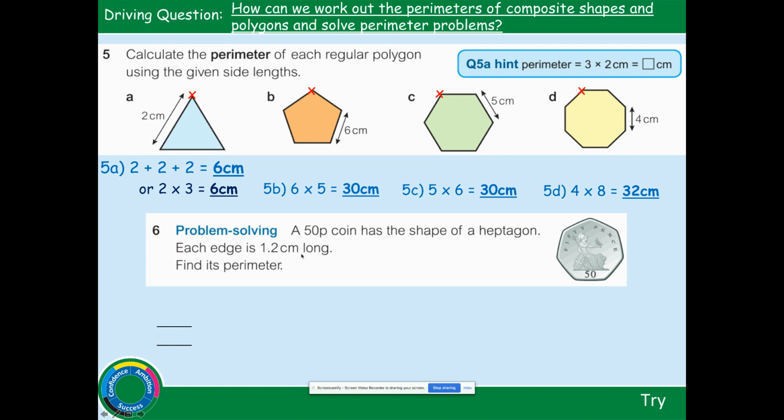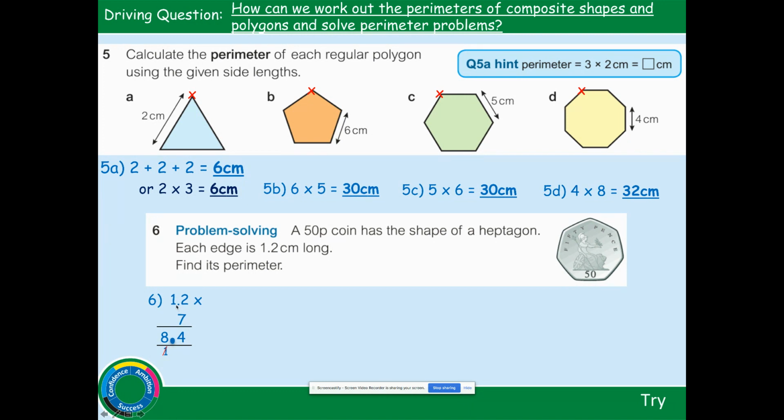Each edge is 1.2 centimetres long. Find its perimeter. So we've been told the length of one side, and we've just counted to say a heptagon has 7 sides. So I'm going to do 1.2 times 7. Okay, 2 times 7 is 14. There's my 4, carry the 1. 1 times 7 is 7. Add the 1, makes 8.